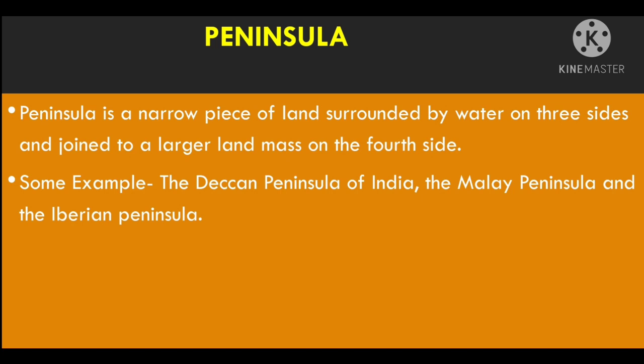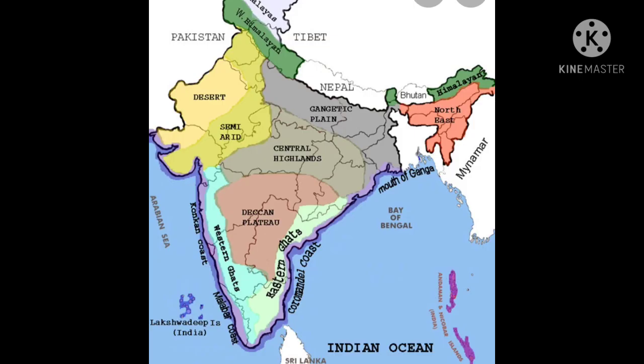Okay, so there are some examples of peninsulas like the Deccan Peninsula of India, Malay Peninsula and Iberian Peninsula. These are some of the well-known examples of peninsulas throughout the world. There are other peninsulas too; you can take the reference of the atlas. Any structure surrounded by water on three sides and connected with the land on the fourth side is generally termed a peninsula. You can also see the images of peninsulas here.